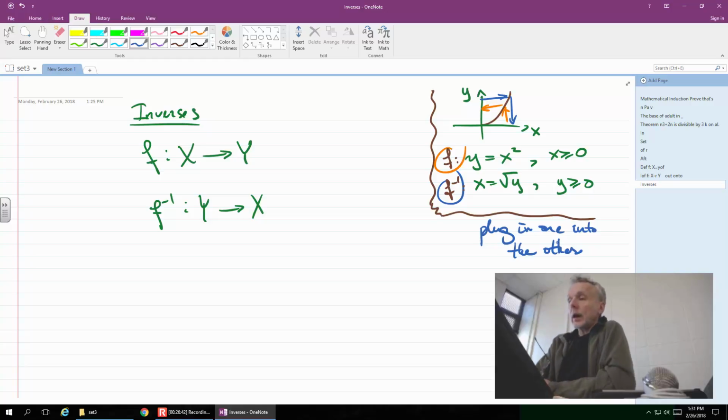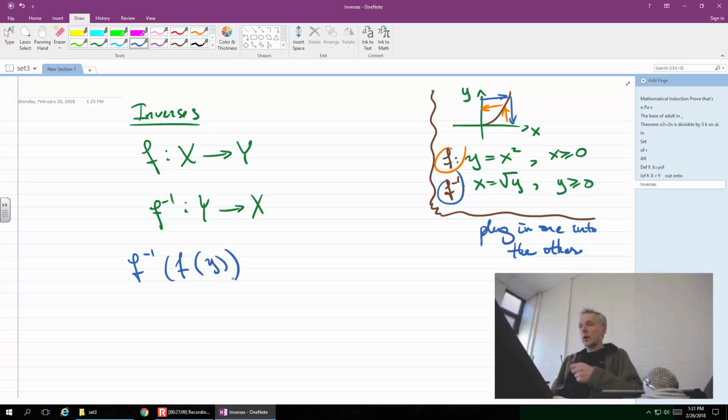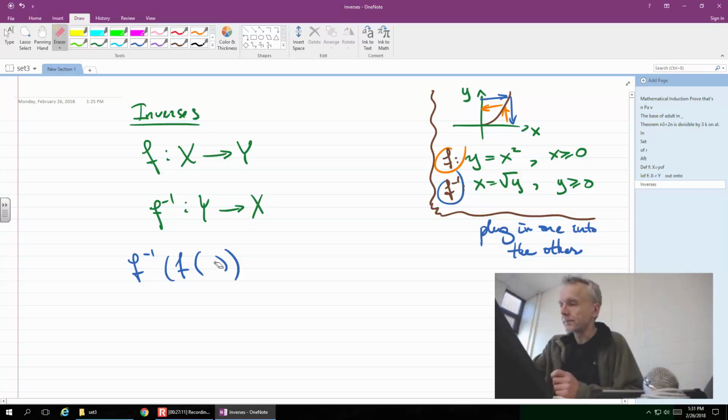If you think about it, this is diagrammatically how you do it. We'll get to diagrams later. But f inverse of f of y. That's the substitution. I took my original function and substituted into, I'm sorry, this is supposed to be x over here, and substituted into the original.